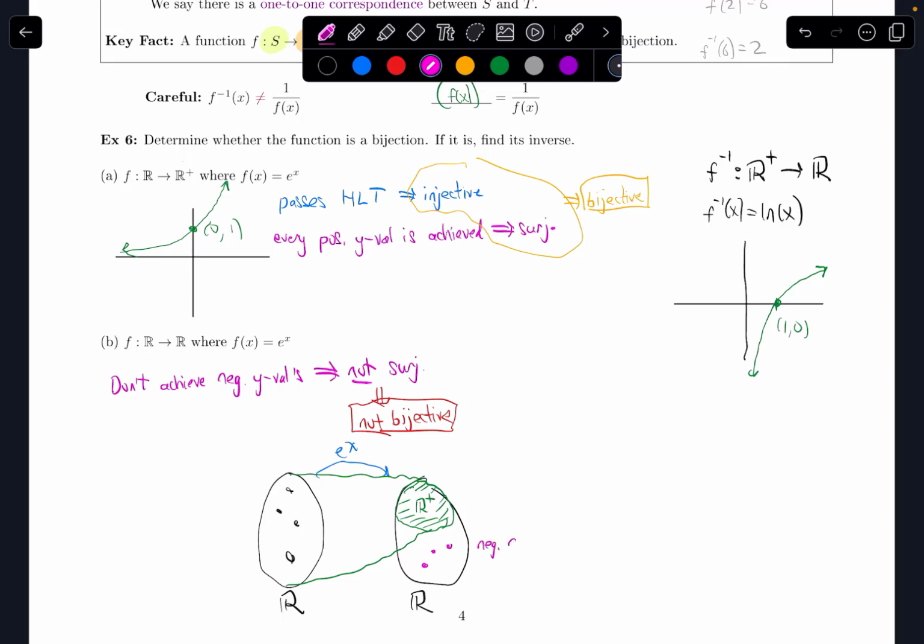The problem with the negative reals not being achieved is that for there to be an inverse, not only does everything in the domain need to map to something in the codomain, but everything in the codomain needs to map to things in the domain. But the negative reals don't have anything that they link back to. They don't get mapped to anything, but they need to in order for me to have an inverse. So I'll put a sad face here. That's why conceptually this doesn't work.